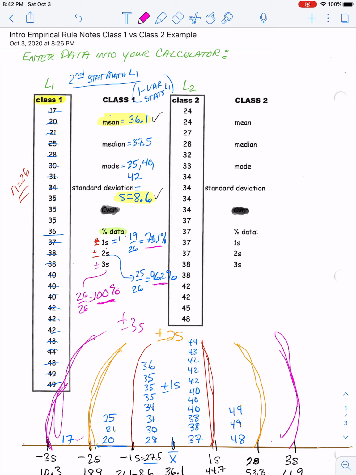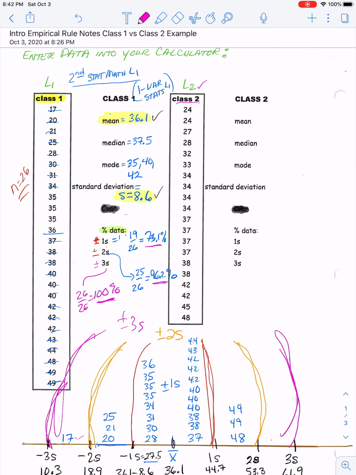Okay, so let's see if I can get us through a second example. If your class 2 data is already entered in your L2, you're ready to roll. If not, pause the video and do that now. So if you're in your calculator, I'm going to guess again, maybe now you want to do one var stats. Just remember to tell it L2, because we're now in the second data set.